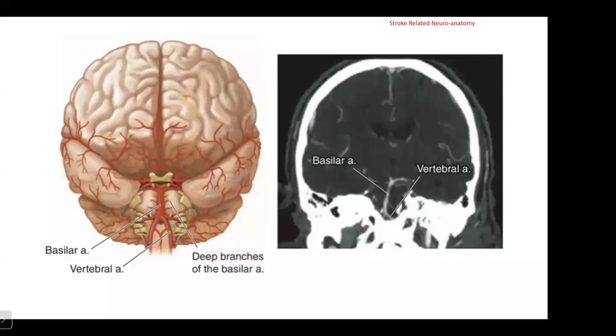This is a schematic picture showing the posterior circulation of the brain, and the MRI picture which is showing the vertebral artery and basilar artery.